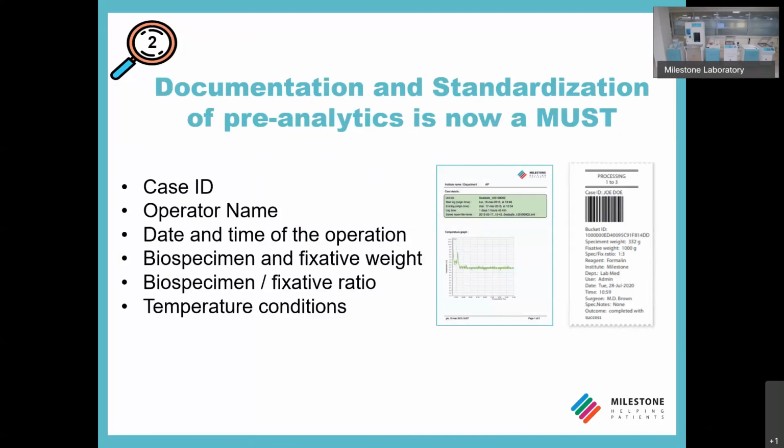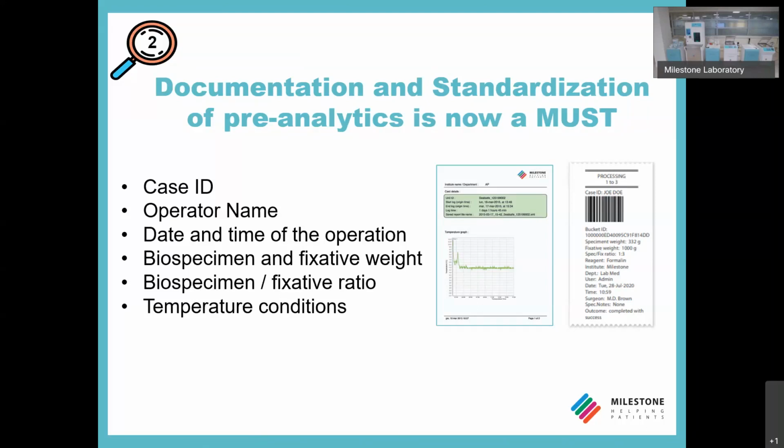In addition to the case ID, obviously, that needs to be tracked with the barcoding system, other data are necessary to be collected. I'll include the operator name because if the procedure is not handled correctly, we need to find a root cause analysis of that and rectify it, maybe with more training at the collecting point. Date and time of operation, as mentioned, is essential to understand when the fixation procedure or the collecting procedure starts. Therefore, biospecimen and fixity weight and the ratio between biospecimen and fixity.